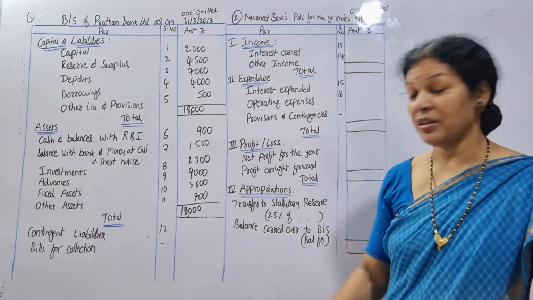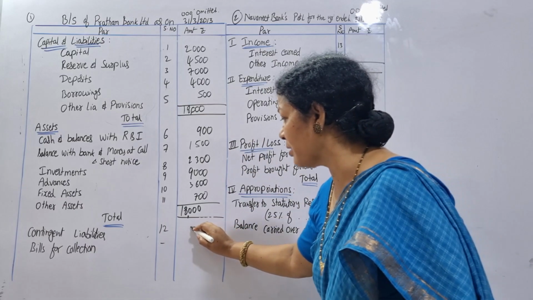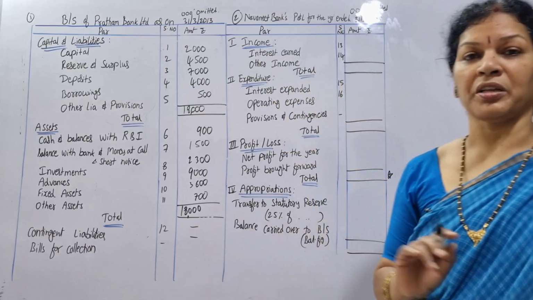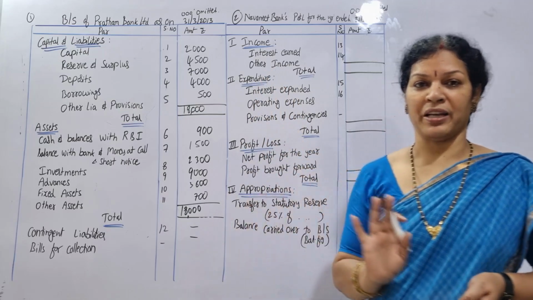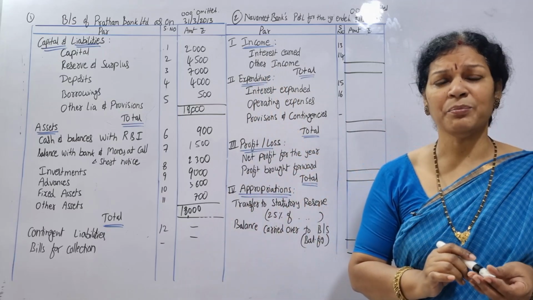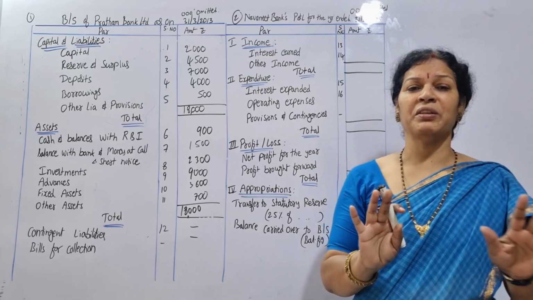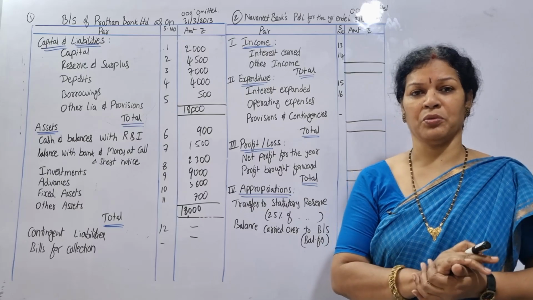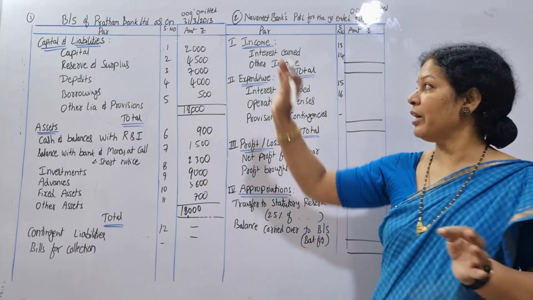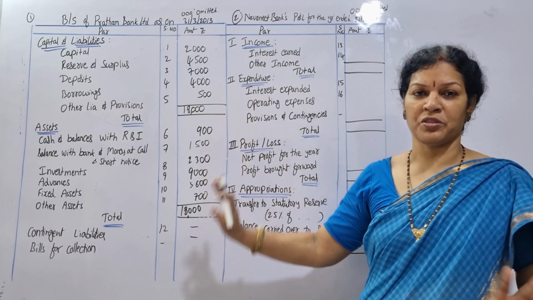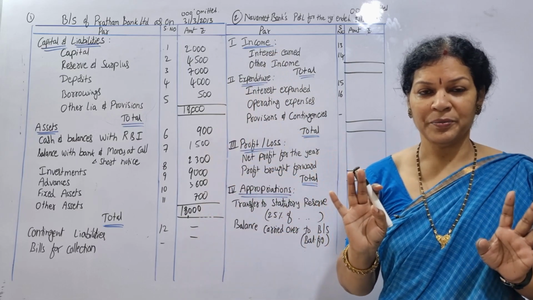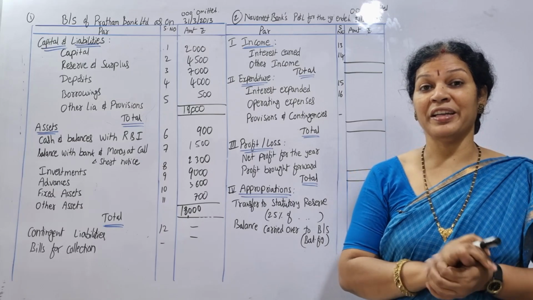Both the sides 18,000. Contingent liability is not given, and bills for collection is also not given. Just show it as a blank. Am I clear? Very simple problem. Nothing to worry. No adjustments at all. No need to show even the schedules in working notes. Simply amounts are given as per the schedule we have just posted. Clear? If it is clear, we'll go to the next problem.